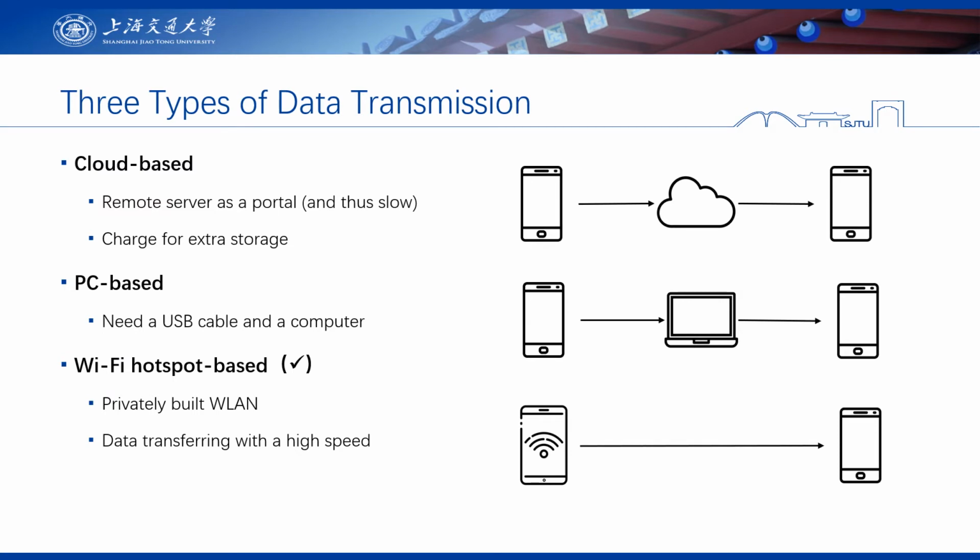A cloud-based data clone only works online, and its speed is slow. A USB-based data clone needs the help of a personal computer or a laptop. In this paper, we focus on a Wi-Fi hotspot-based data clone. It relies on an end-to-end data transmission channel between two mobile phones to fulfill the data task, which is convenient and simple and becomes very popular these days.